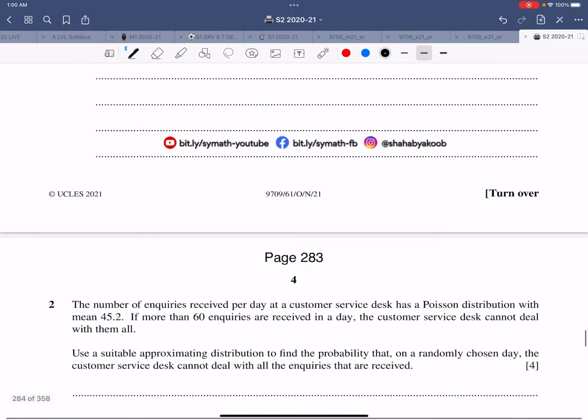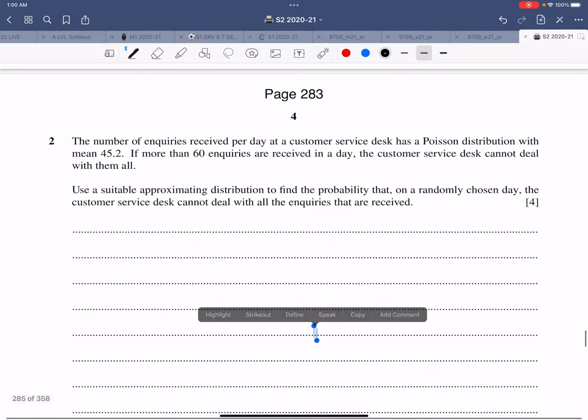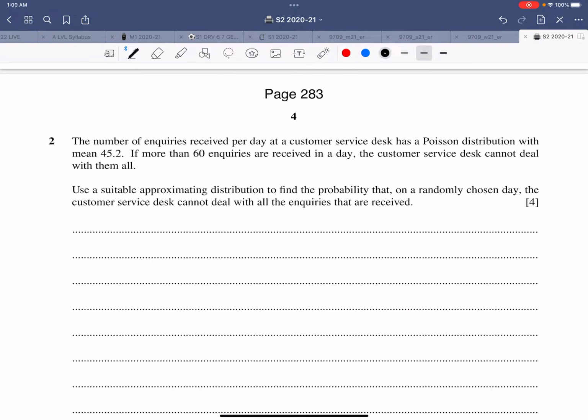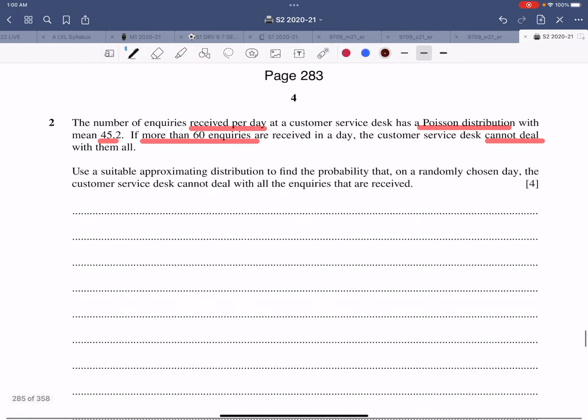So question number 1 is sampling, that's done. Question number 2. It says the mean number of inquiries received per day at a customer service desk has a Poisson distribution with mean 45.2. If more than 60 inquiries are received, the customer service desk cannot deal with all of them. It says use a suitable approximating distribution.